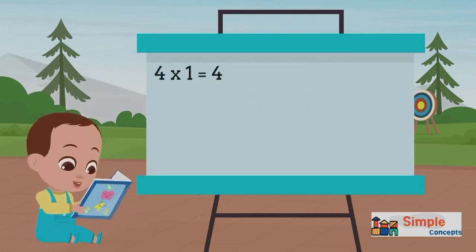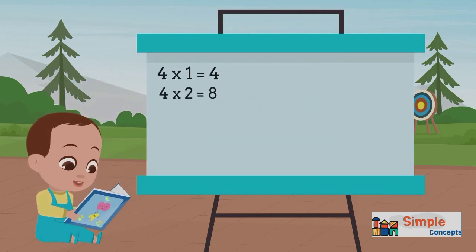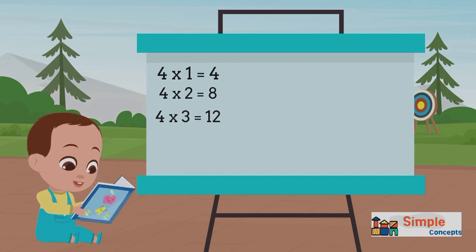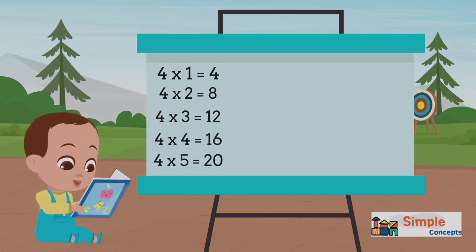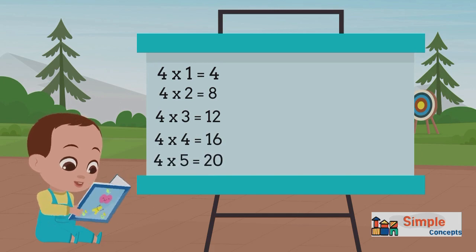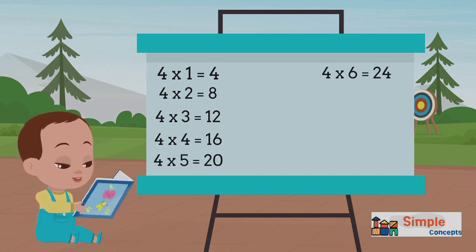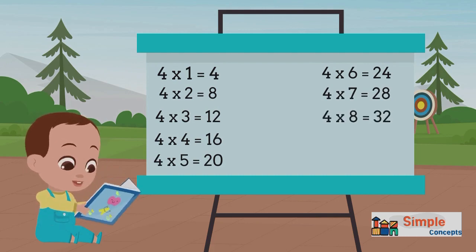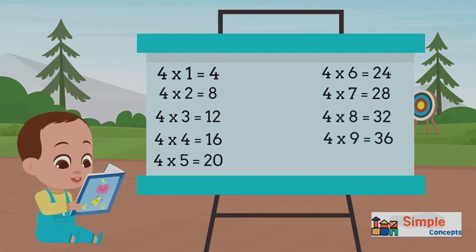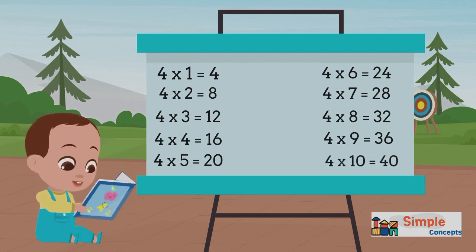4 ones are 4. 4 twos are 8. 4 threes are 12. 4 fours are 16. 4 fives are 20. 4 sixes are 24. 4 sevens are 28. 4 eights are 32. 4 nines are 36. And 4 tens are 40.